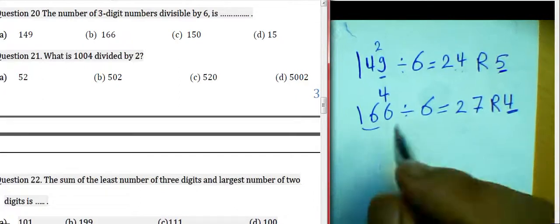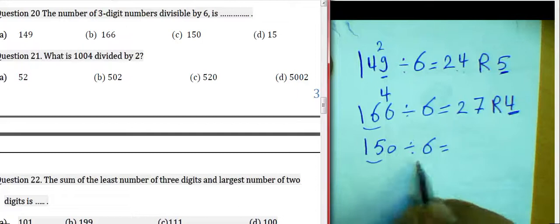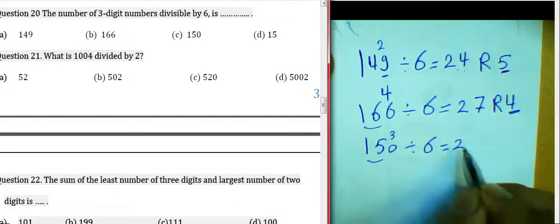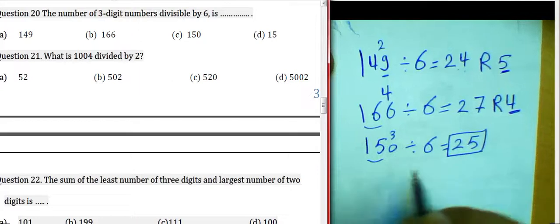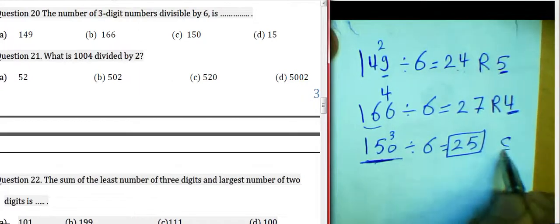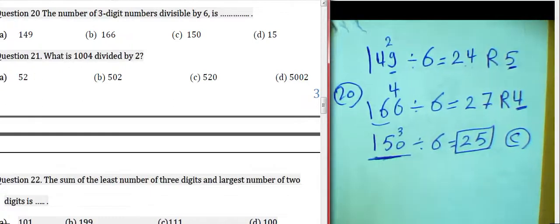What about 150 divided by 6? 15 divided by 6 equals 2. 2 times 6 equals 12, and remainder 3. 30 divided by 6 equals 5. So 150 can be divided by 6. So we must choose letter C for question 20.